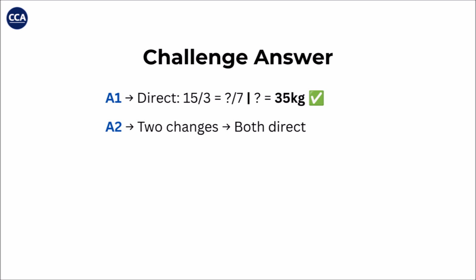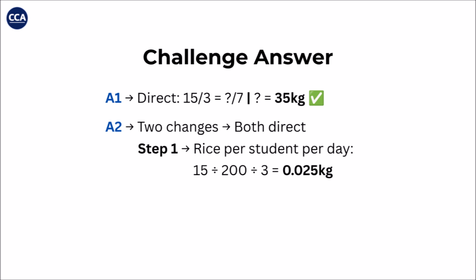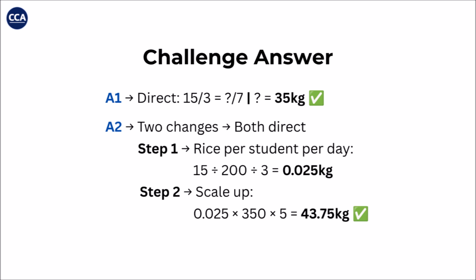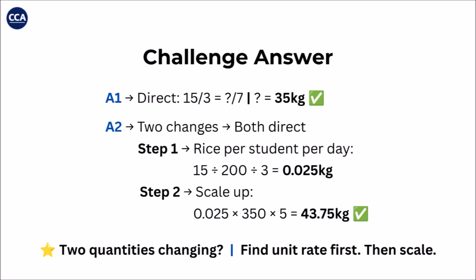Answer 2. 2 changes at once. More students and more days, both direct. Step 1. First, find rice per student per day. 15 kilograms divided by 200 students divided by 3 days equals 0.025 kilograms per student per day. Step 2. Scale up. 0.025 multiplied by 350 students multiplied by 5 days equals 43.75 kilograms. When two quantities change simultaneously, find the unit rate first, then scale. This method works for any combination.